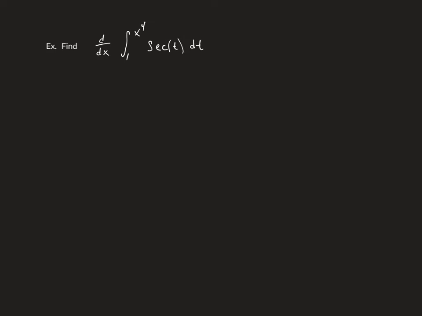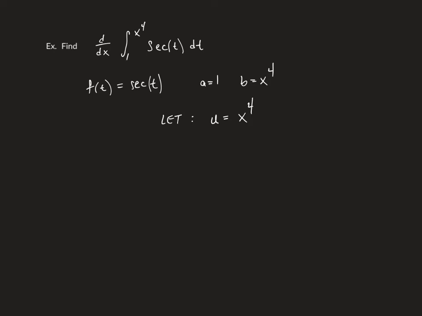So first, let's keep in mind what are the things we've been given. All right, so we know our function, f of t, is secant of t. And we know that our a is 1 and our b is x to the fourth. Since b is a function, we're going to make a little substitution here. So we're going to say that u is x to the fourth. We're going to replace that x to the fourth with just the letter u.